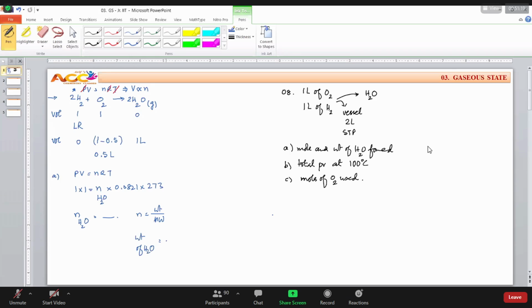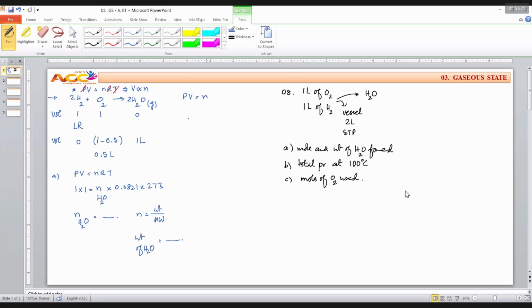Come on. Total pressure at 100 degrees centigrade, PV = nRT. Total pressure, volume. Total volume of the system. No sir, he is talking about a 2 liter vessel. Now luckily it is 1 and 1, but it is not always 2. If it is 10 and 10 and I have taken 2 liters, the problem is correct. If it is 1 and 1 and I have taken 10 liters, the problem is correct. If it is 1 and 1 and I have taken 0.1 liter, the problem is correct. But the final volume is the volume of the container.